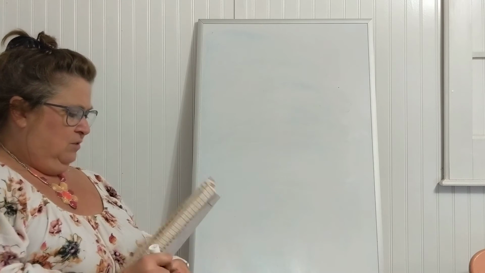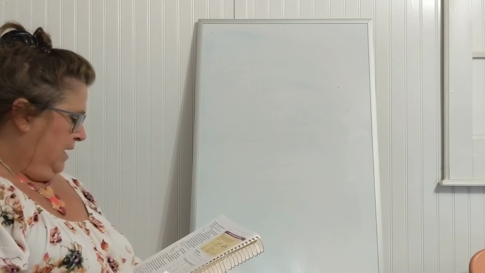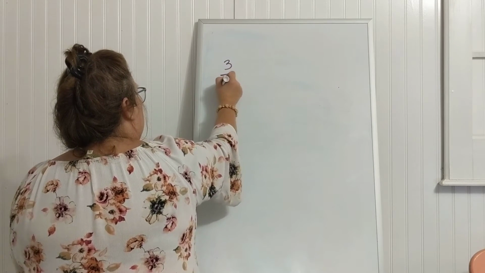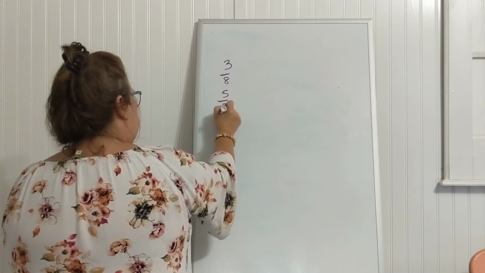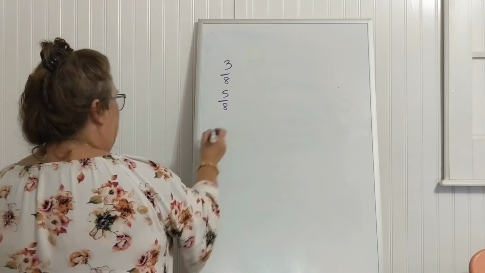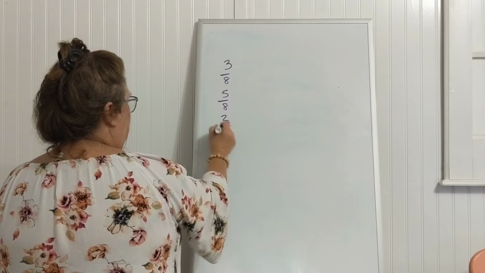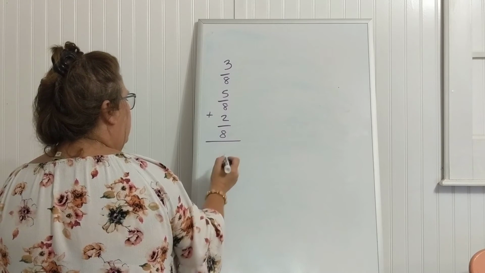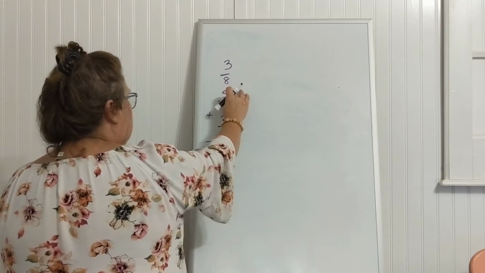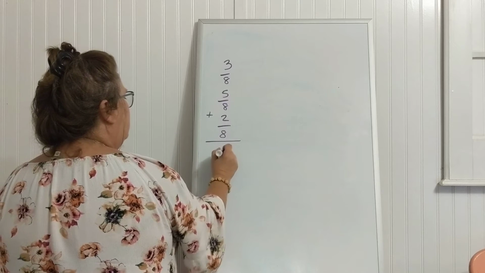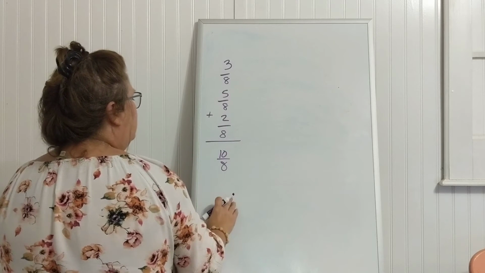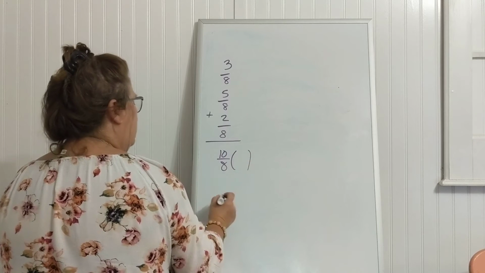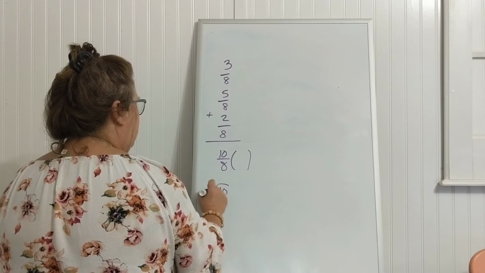In section 2, letter A, we have 3/8 plus 5/8 plus 2/8. So our denominator is 8. We'll just bring that down here and write it. Our numerator, 3 plus 5 is 8, plus 2 is 10. So we have 10/8. That is an improper fraction, so we've got to turn it into a whole or mixed number. 10 divided by 8.